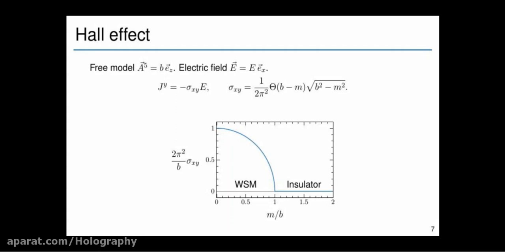So in the Weyl semimetal phase, that was when m over b was less than 1. It's essentially this semicircle with the square root of b squared minus m squared. And then it drops to 0 at the phase transition and 0 in the insulating phase.